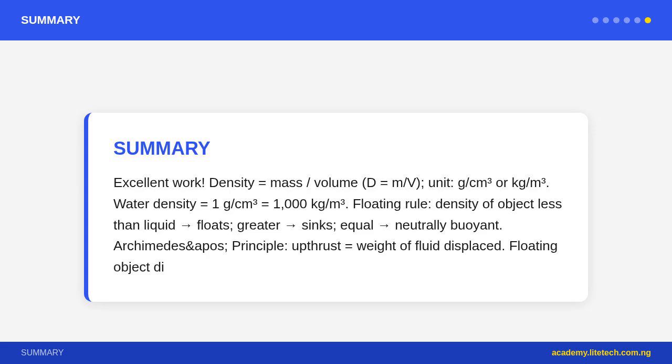For homework, using the formula D equals m over v, calculate the density of the following and state whether each floats in water. Density of water equals 1 g/cm³. A. Object A, mass 120 g, volume 200 cubic centimeters. B. Object B, mass 300 g, volume 150 cubic centimeters. C. Object C, mass 50 g, volume 50 cubic centimeters.